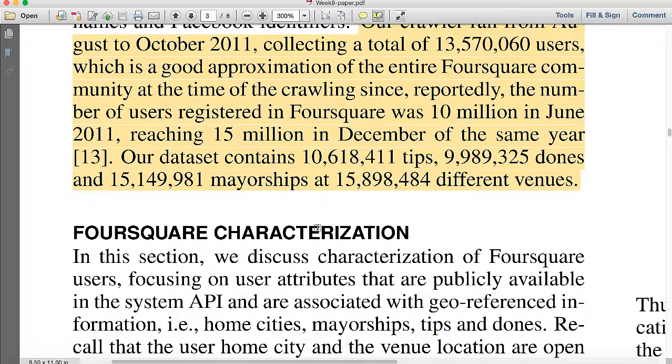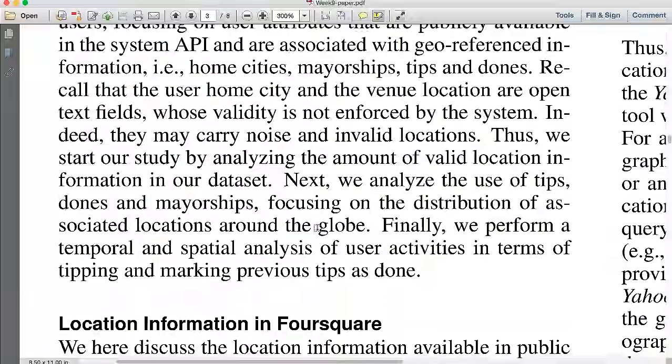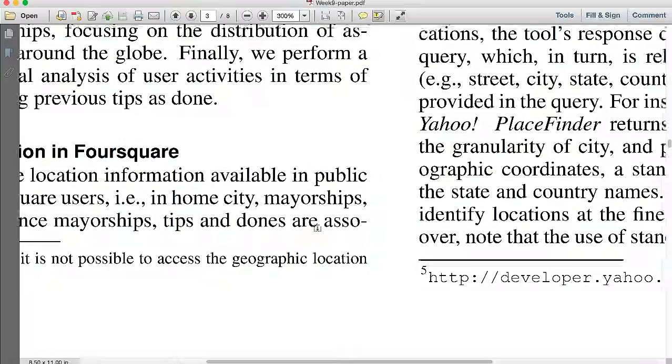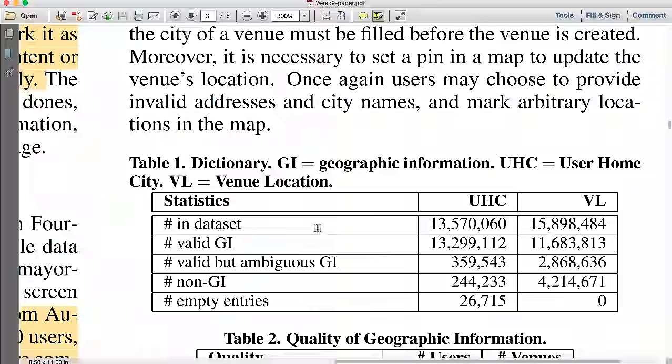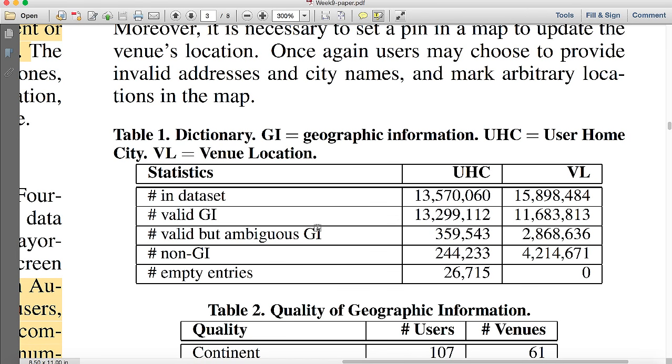So let's look at a characterization of this data, which is generally about the data set that is available. We look at every table and every figure in this paper. Here, the number in the data set is 13 million. UHC stands for user home city. VL stands for venue location. The number of venues that are available, and GI stands for geographic information.